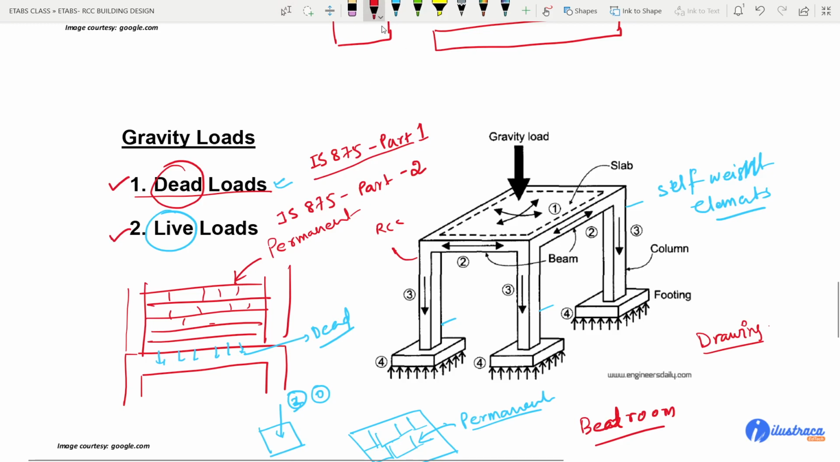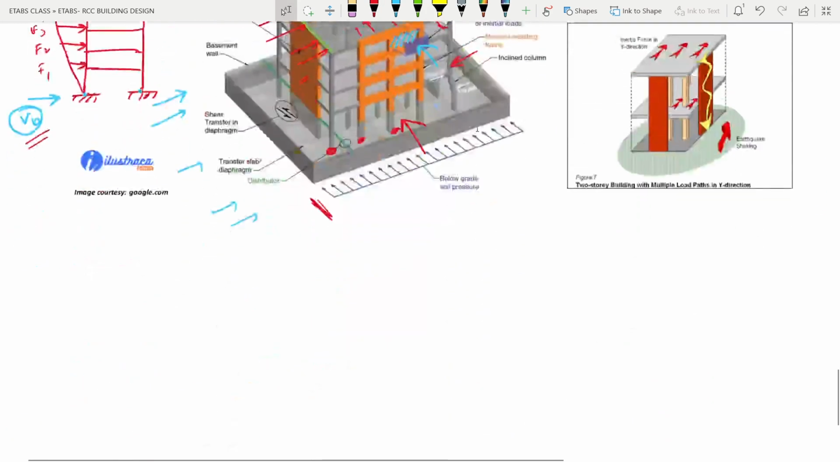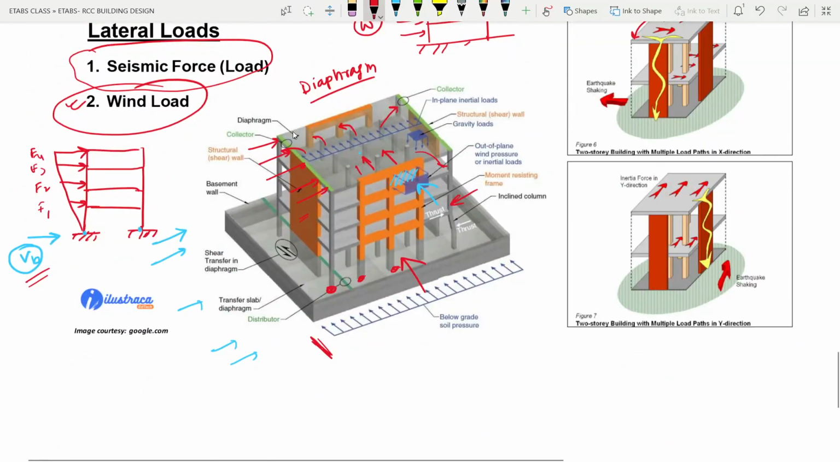It will be coming to the slab first, from slab to beam, from beam to column. And in case of lateral forces also, here you can see it is acting at the floor level, from here to beams, beam to columns. The workflow is the same even in case of lateral force. Okay, so this is the basic understanding.